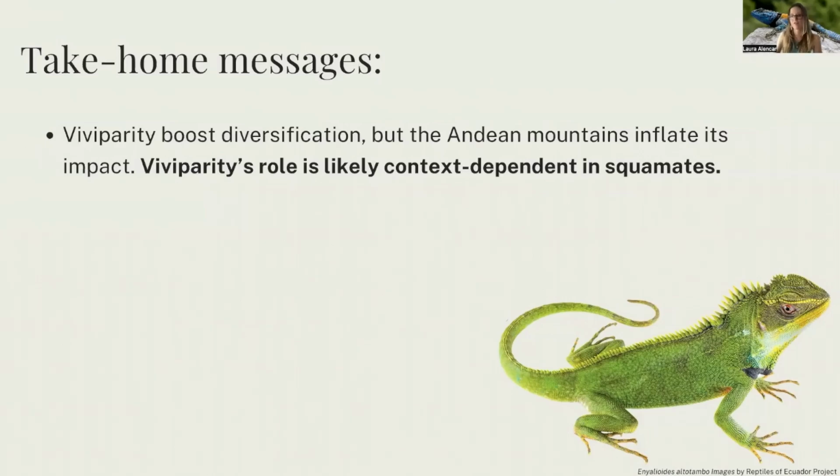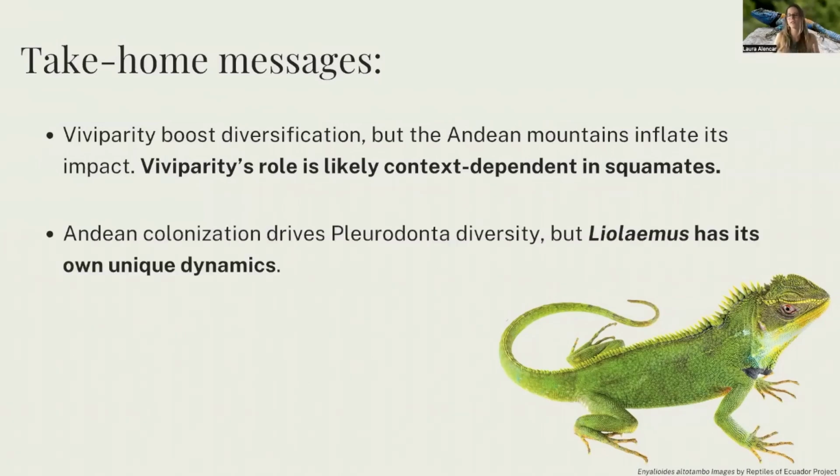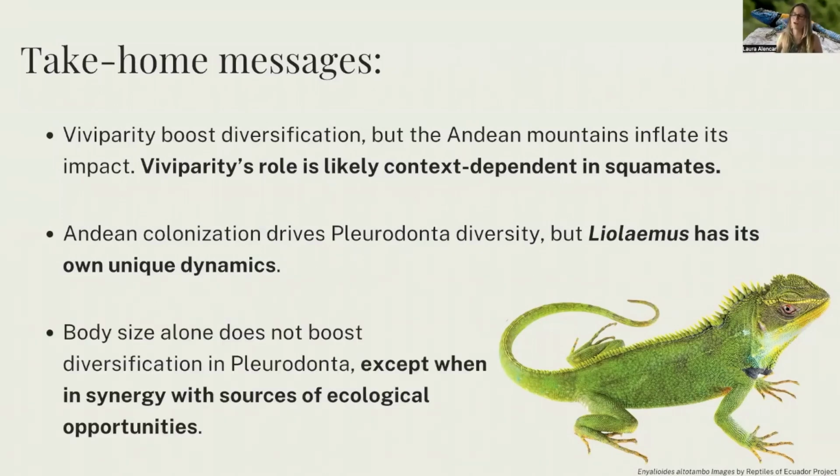So first, while viviparity appears to accelerate diversification, its effect is clearly overestimated by the association between viviparity and the Andean Mountains in Pleurodonta. Also, Andean colonization drives Pleurodonta diversity, but it's important to acknowledge that Liolaemus, and I would add Phymaturus here too, have their own unique dynamics. There are also other things that we're not addressing here that contribute to their super high diversification rates.